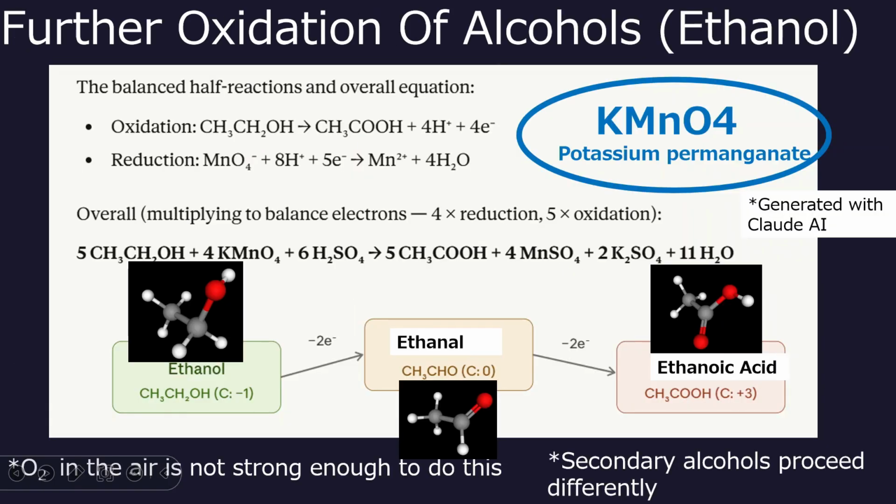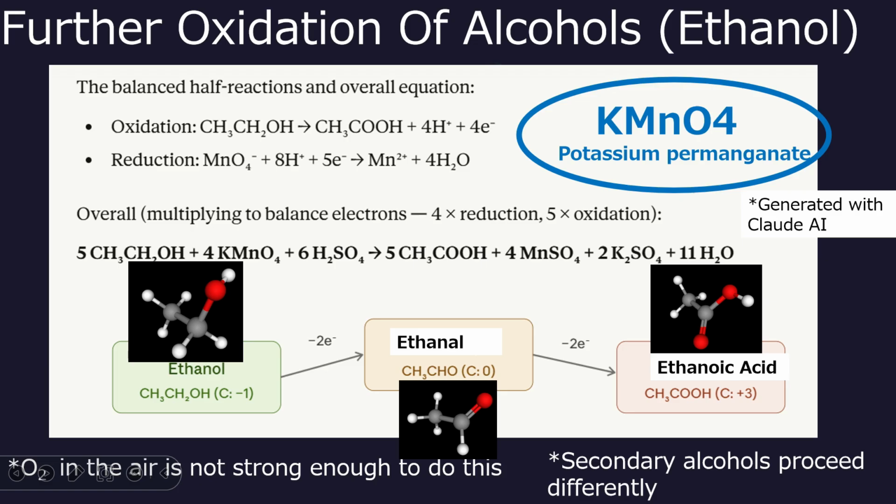We can also oxidize alcohols further. This can get pretty complicated, so I'll go through some possibilities. We can oxidize an alcohol with a strong oxidizer such as potassium permanganate, MnO4, shown in purple here because it is very purple if you see it.